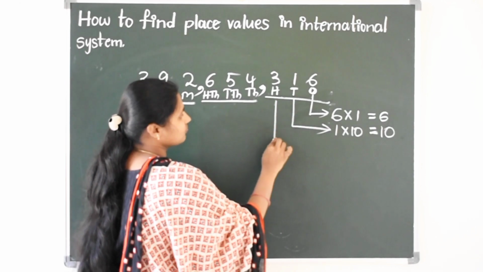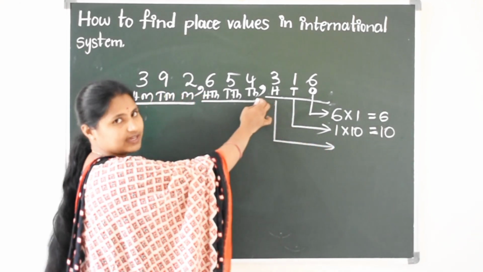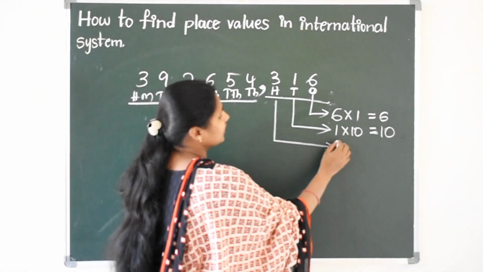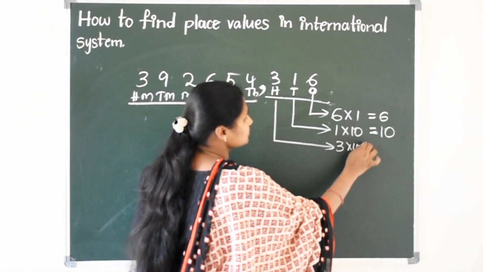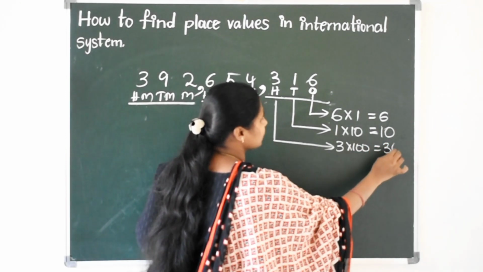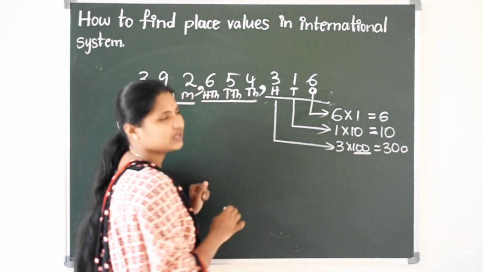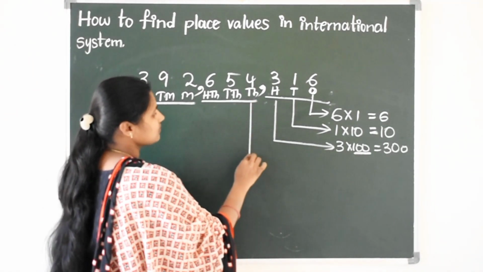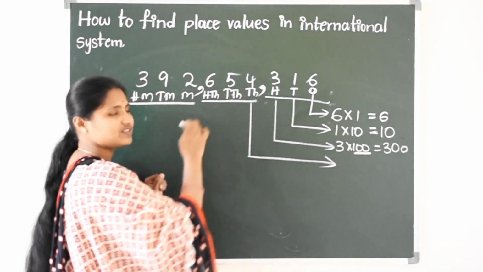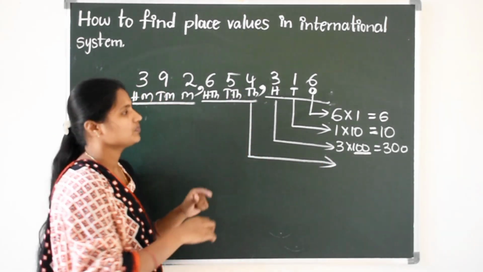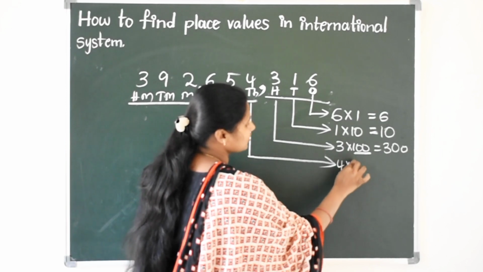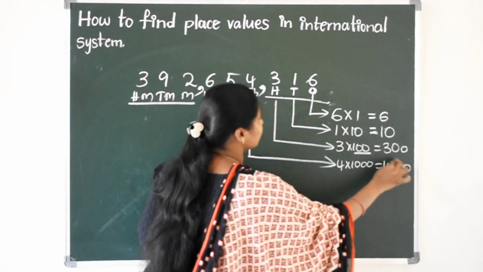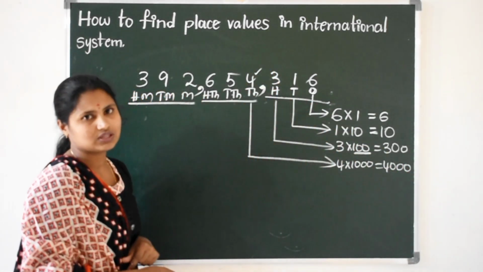And the place value of 3. Here how many hundreds are there? 300. So the place value of 3 is 300. Multiply 3 with 100 because 3 is in the hundreds place. 3 into 100 gives 300. Now see the place value of 4. Here 4 is in which place? Thousands place. 4 into 1000 is 4,000. So the place value of 4 is 4,000.